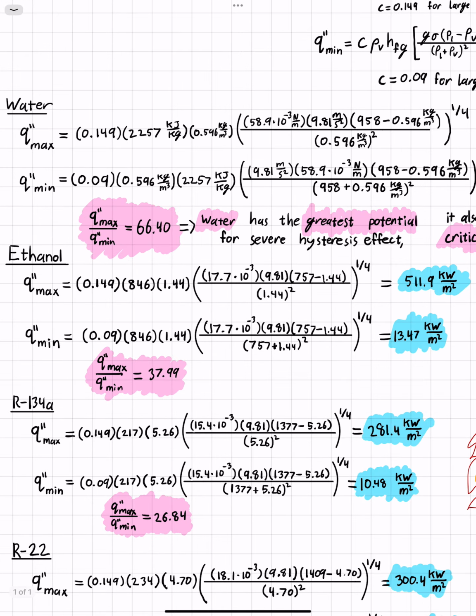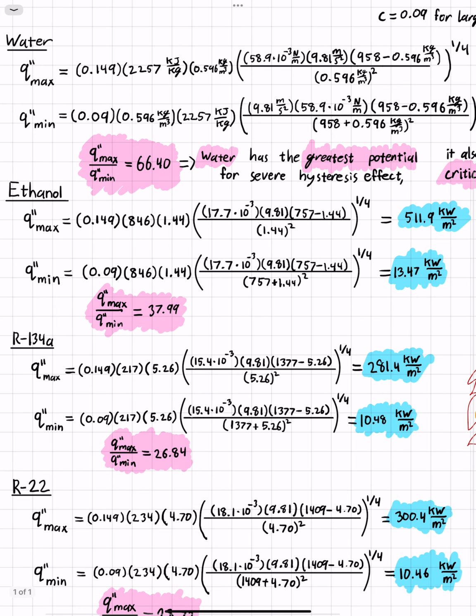And for R134A, you get a Q max of 281.4 kilowatt per square meter and a Q min of 10.48 kilowatt per square meter. And for R22, you get a Q max of 300.4 kilowatt per square meter and a Q min of 10.46 kilowatts per square meter. So pretty similar to the R134A.